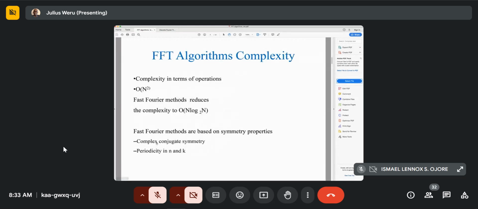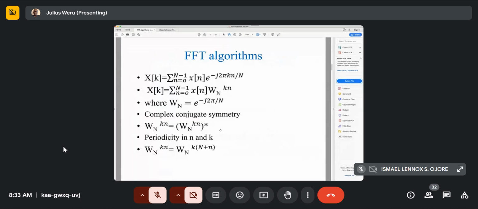So we are going to see that, for this particular case, we are going to use periodicity in n and k. That is what we are going to use a lot. So here X of k is equal to the sum from n equals 0 to N minus 1 of x of n, and we can replace this with W_N, which is equal to e to the j 2 pi over N. So this is what we're saying.